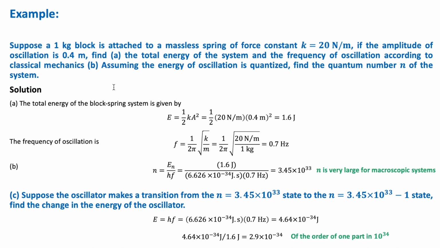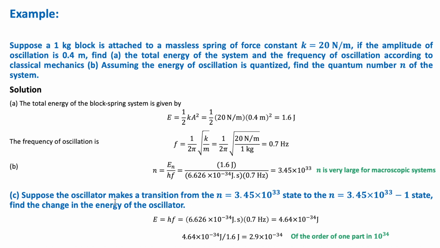So the total energy of the block-spring system is equal to half k a squared, equal to 1.6 joules, and the frequency of oscillation is given by this equation and is equal to 0.7 hertz. Okay. So if the energy of the oscillator is quantized, the quantum number n of the system is equal to E_n over hf, and this gives n equal to 3.45 times 10 to the 33. So as you can see, n is very large, which is typical for macroscopic systems, okay?